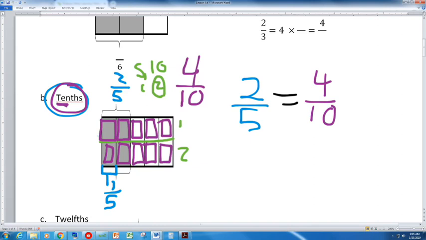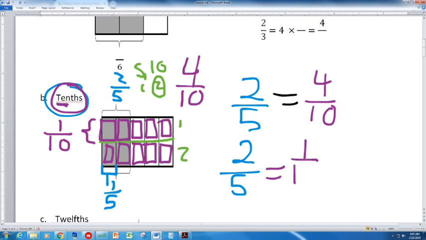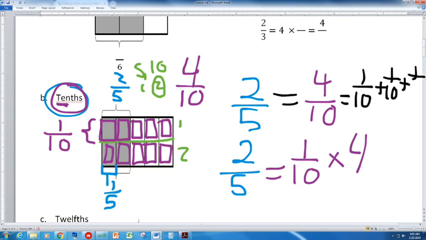Now, what I wanted to see would be 2 over 5. And to get to 10, each one of these little boxes is worth 1 out of 10. So that equals 1 over 10 times, and how many do we have? 4. And that's all I really need to see. I don't need to see the repeat addition of 1 over 10 plus 1 over 10 plus 1 over 10 plus 1 over 10. If you would like, you may do that. We'd have 4 of them. Repeat addition to get to our multiplication.